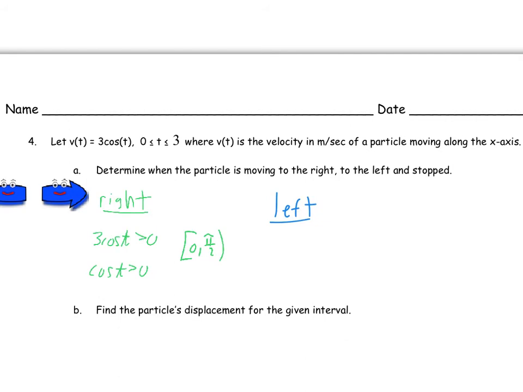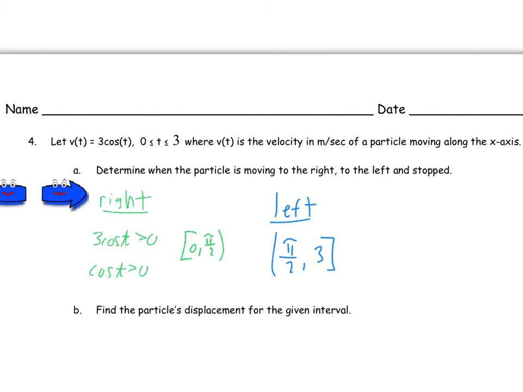So left is when your velocity is negative, which you should know cosine is going to be negative in quadrants 2 and 3. So it's going to be pi over 2 until 3, again closed on the endpoint. And then it's stopped at just pi over 2 over that whole interval, which is the only place cosine is 0 between 0 and 3.